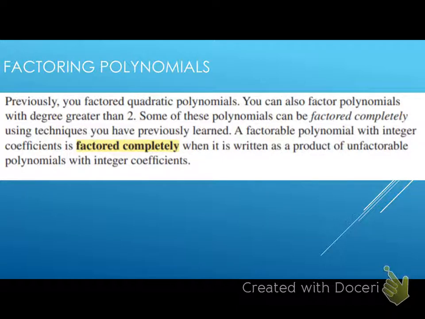Some of these polynomials can be factored completely using techniques you have previously learned. So we're still going to use some of those techniques we've learned before. A factorable polynomial with integer coefficients is factored completely when it is written as a product of unfactorable polynomials with integer coefficients. That just means we're going to factor until we can't factor anymore. If we factor it once and we get another factor that can be factored, we're going to factor that. We're just going to keep breaking it down until it can't be factored anymore. Does that make sense? Sounds like a lot of factoring. Yes, it does. Any questions so far before we jump into all our examples?